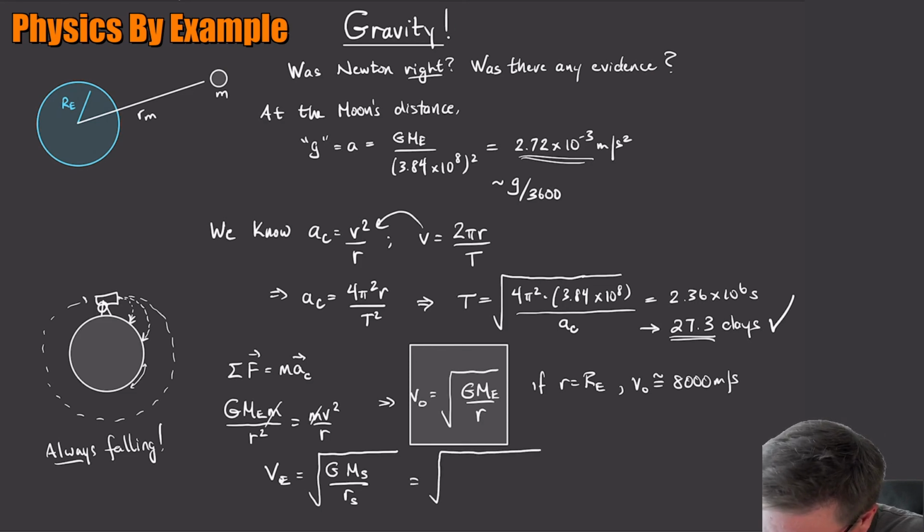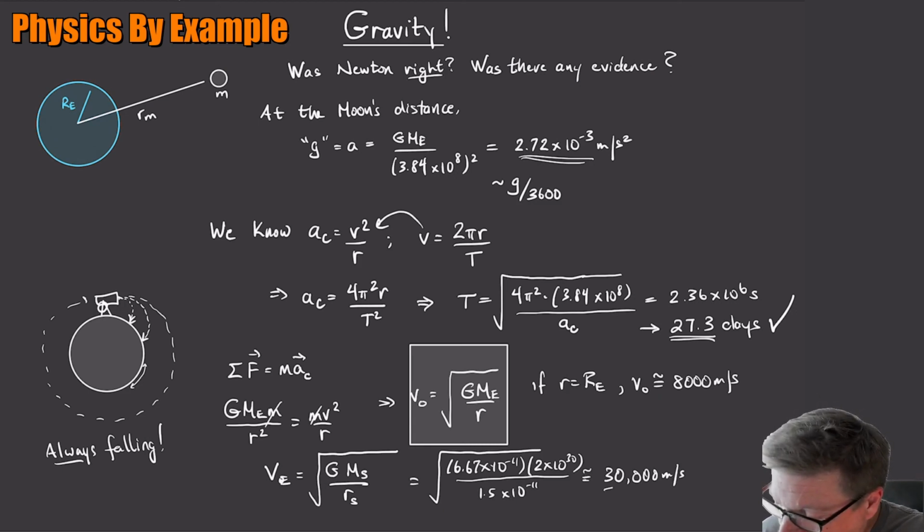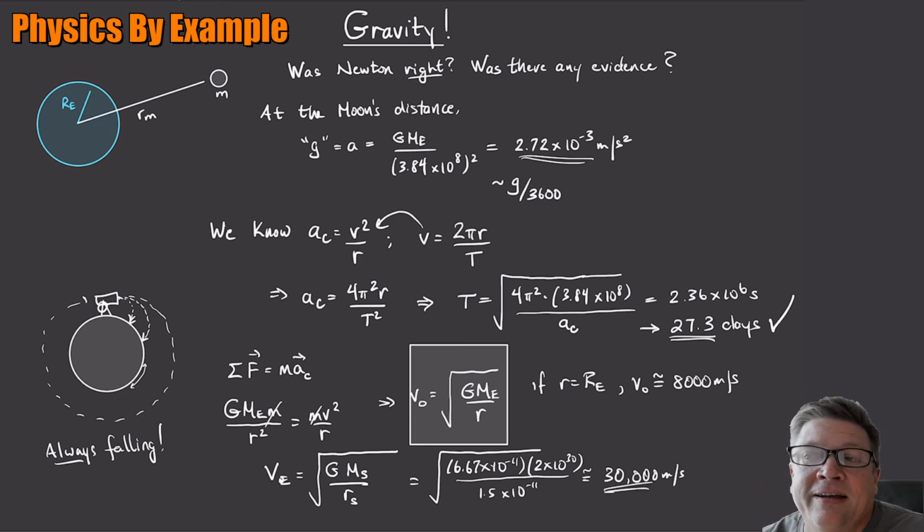So that's going to be 6.67 times 10 to the minus 11. Mass of the sun is 2 times 10 to the 30. Our distance from the sun is 1.5 times 10 to the 11. Oops, I don't have to square that, do I? Just GM over R. And when you put all those things in, what you get is about 30,000 meters per second. That's really fast. 30 kilometers per second. What the heck is that?